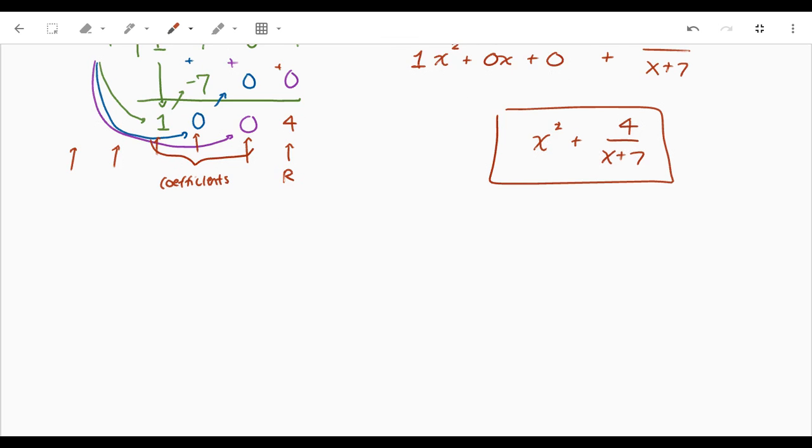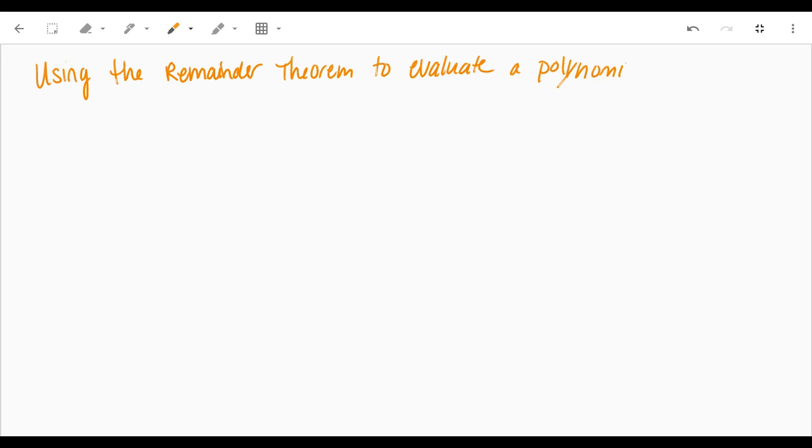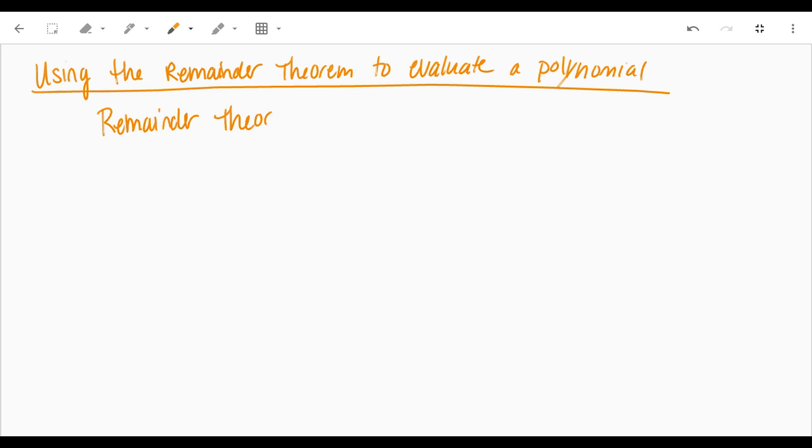The next topic here is using the remainder theorem. The way that they have you use it here is a little bit backwards. The next topic actually has a better application to it, but using the remainder theorem to evaluate a polynomial. First of all, you need to know what the remainder theorem is.